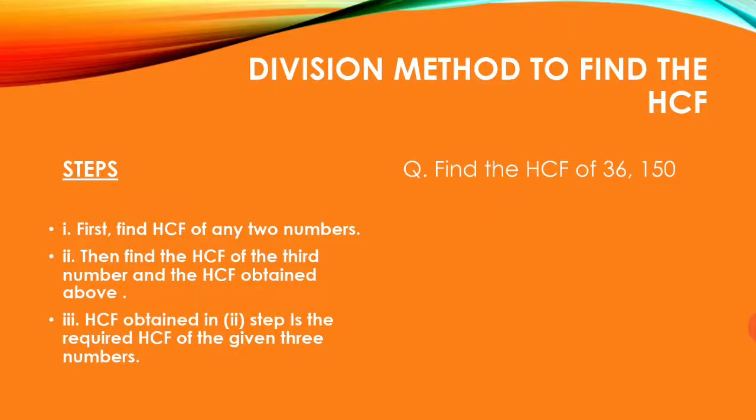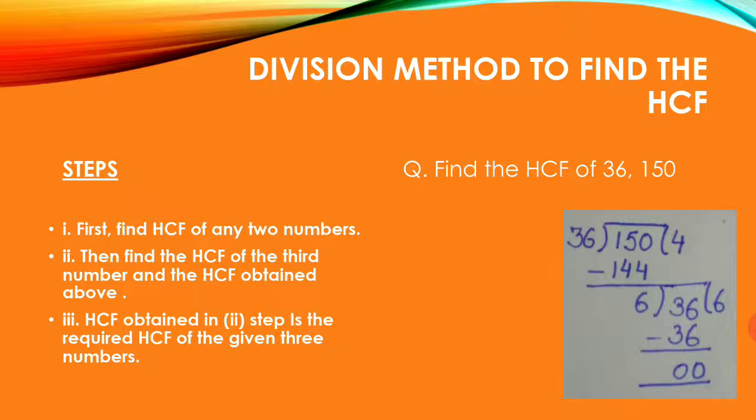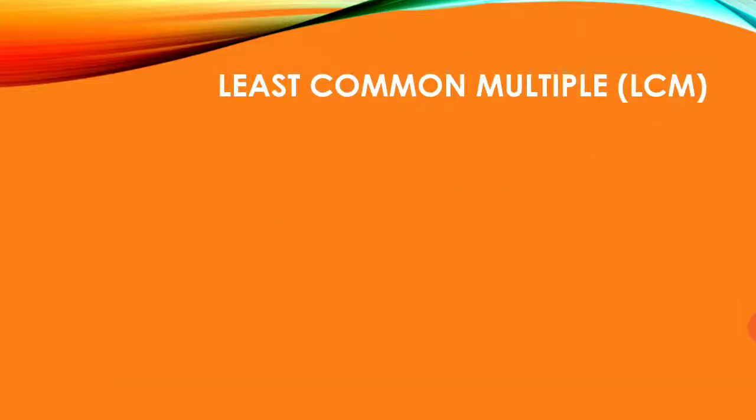Now for example, find the HCF of 36 and 150. Now we will start dividing 150 by 36. We have got remainder as 6. Now we will take this 6. This remainder will become the divisor for the next number, that is 36. Now 6 sixes are 36. So HCF of 36 and 150 is 6.